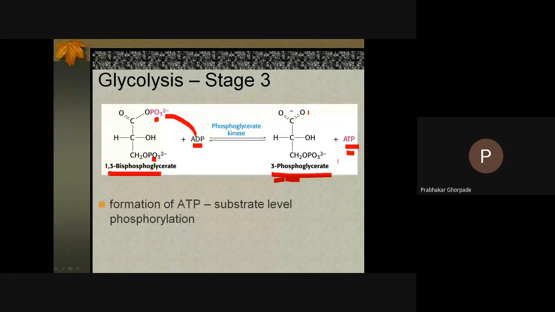Now we have got energy here. So this is our purpose. We have a strict purpose: we want energy. Now we got energy. So this is the formation of ATP, and we call it substrate level phosphorylation.